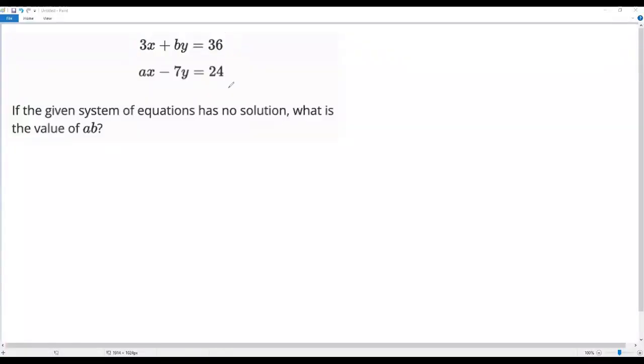Here we have a SAT math question. So here we have a system of equations, and the above system of equations has no solution, and we have to find the value of A times B. Actually, in the given system, both the equations are linear equations.